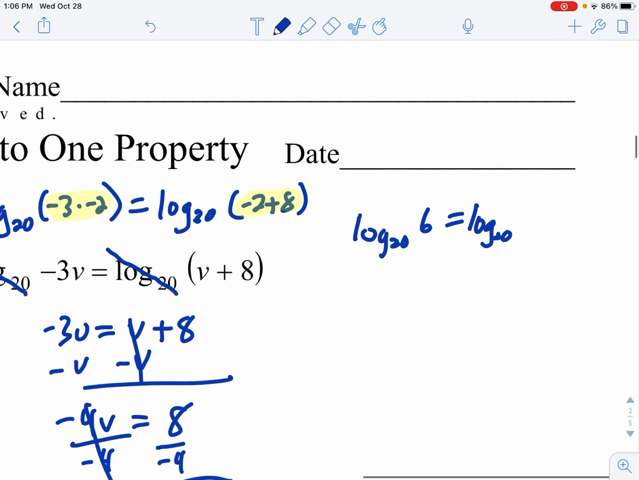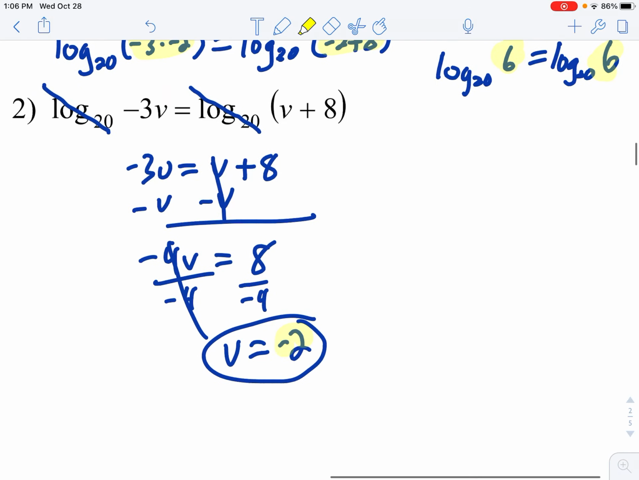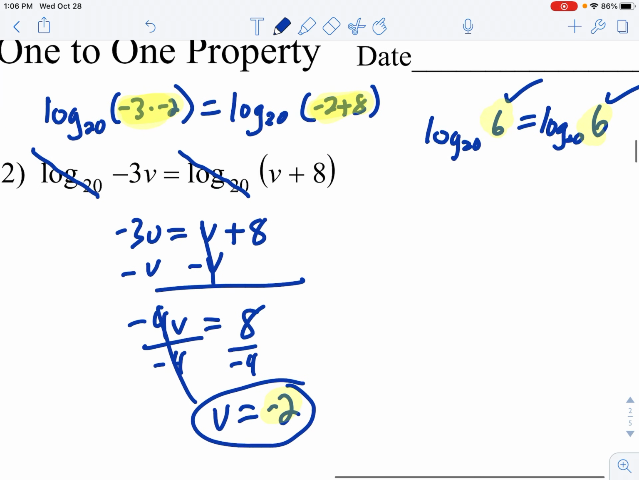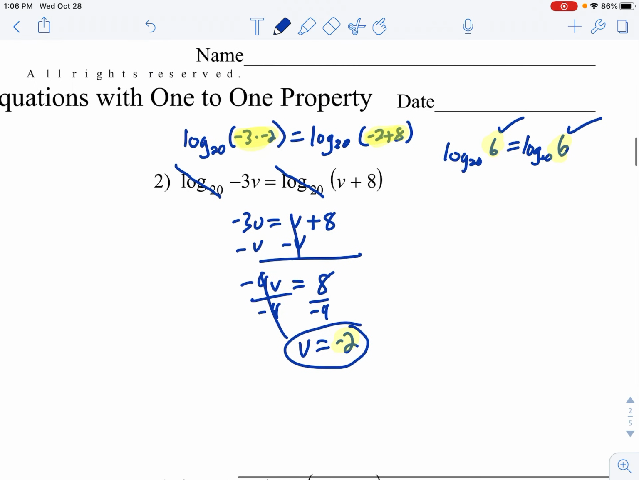-2 plus 8 is also 6. So even without a calculator, log base 20 of 6 equals log base 20 of 6. These are positive numbers. Even though the answer was negative, when you plug it in, it turns positive. So it's a good, legit answer. Everything about this problem is fine.